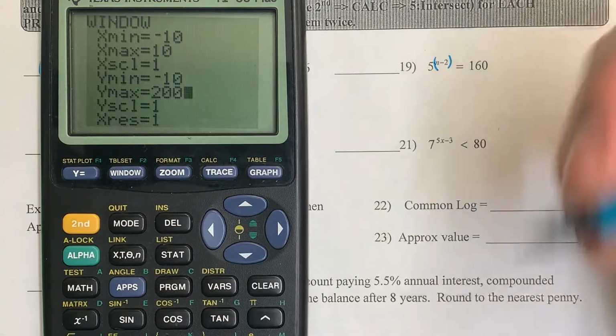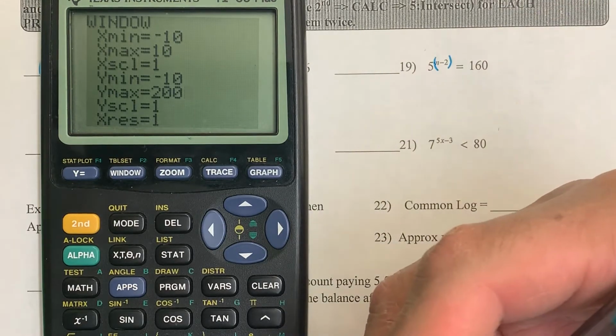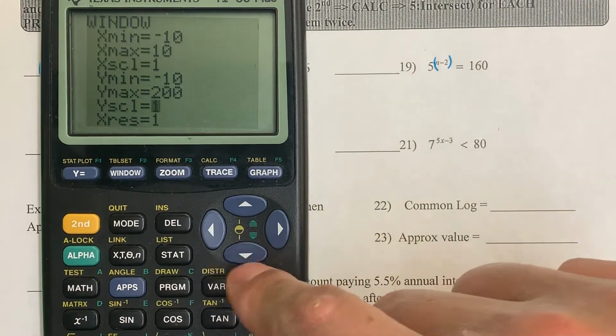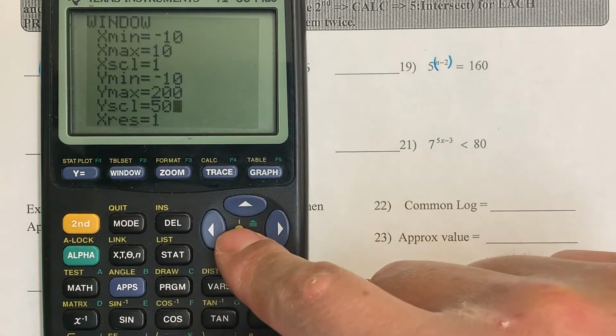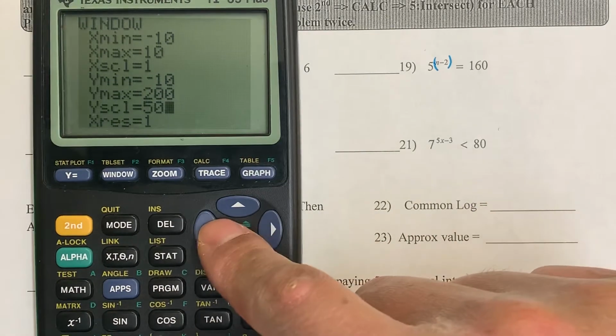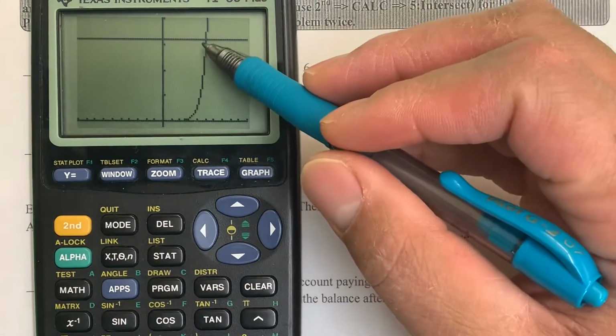Because 200 is bigger than 160, I'll have a nice clear picture, and be able to see above the intersecting point and below the intersecting point. This will probably be enough. I'm going to change this to like 50 for the scale. That way each tick mark isn't so close together. And then hit graph and see if that was enough. Oh, looks like we're good. And there's my point where they intersect, right there.